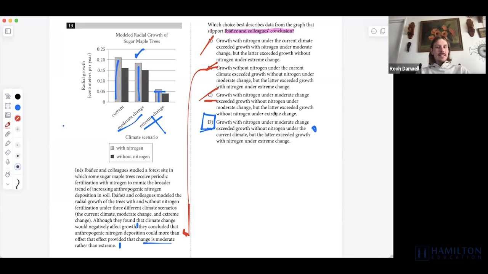However, is C true, right? Well, it's kind of irrelevant. So therefore, we have to go with answer choice D because it perfectly describes the situation in which adding nitrogen makes the sugar maples grow more, even if we have moderate climate change, than they would grow in a normal climate situation without fertilizer.